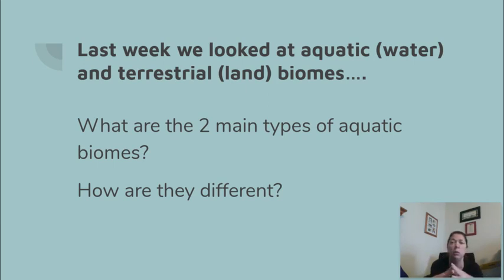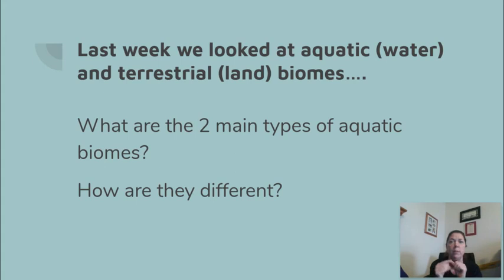And the difference between the two, your freshwater aquatic biomes would be like lakes, rivers, streams, ponds. Those are the ones that do not contain salt, or a very, very small amount of salt. While your marine or ocean biomes are the ones that contain large amounts of salt. And realize they're different because you're going to have different plants and different animals in each. An organism that lives in freshwater cannot live in saltwater, and vice versa.